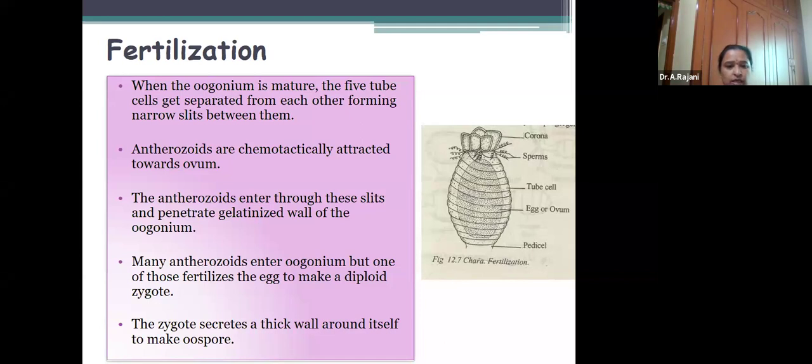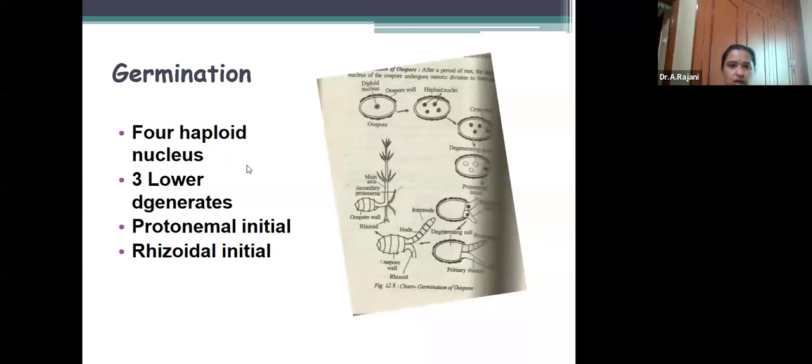The zygote creates a thick wall around it, and the oosphere is formed. The oosphere has a very thick wall, and the inner wall of the tube cells is thickened. Now the germination of the oosphere. See, this is after germination of the oosphere, how the development of Chara takes place.